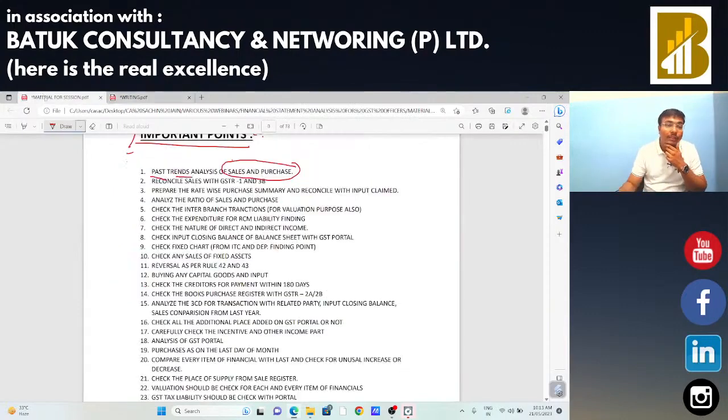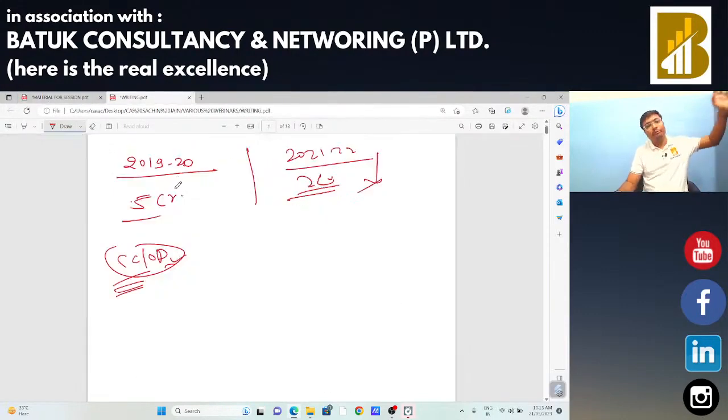Okay, now suppose in financial year 19-20 sales was around 5 cr rupees, and in financial year 21-22 sales goes up to 15, 20, 25 cr rupees. Okay, in that case we need to check this situation also, why there is a huge increment in the sales of that particular entity. Suppose if there is a reduction in the purchase of that particular entity, in that case we need to check whether that entity is dealing in fake invoicing.